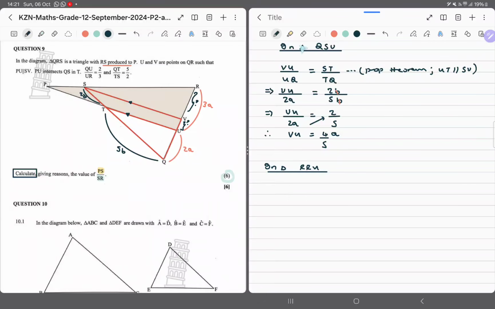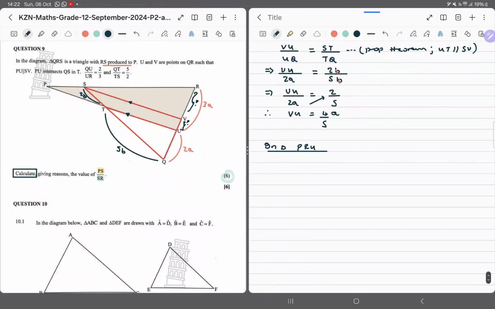Pru. Now that's not what I just wanted to write. Again, proportionality theorem, but we need to be smart. We need to first showcase what? That the side RV. Can you see we've already found VU. Now we need to find RV.